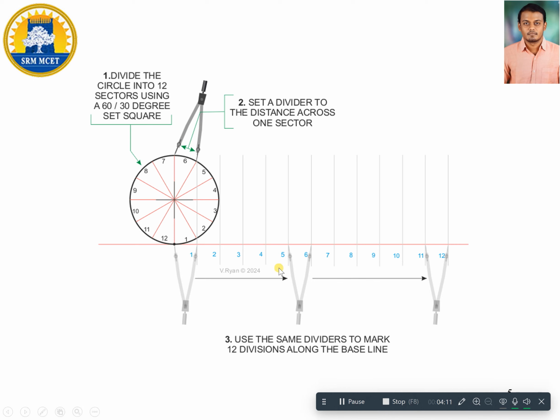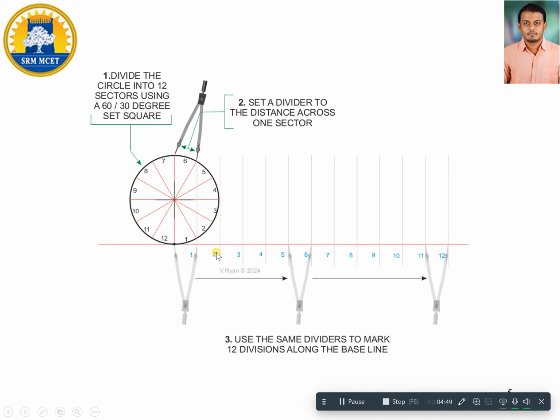After drawing this baseline, it in turn will also be divided into 12 equal divisions, which is equal to the sector of the circular divisions. Already we have divided the circle into 12 equal divisions. Now I am going to take a divider, and using the divider I am going to measure the dimension of a particular sector, or an arc length. For example, the distance between point 6 and 7, I am going to measure this gap. This gap will be constant for all the 12 points.